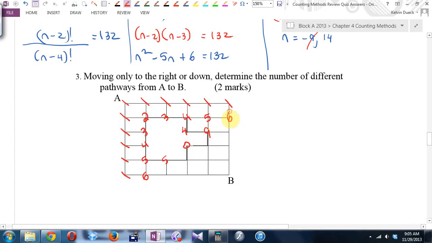9, 6, 11, 5, 9, 15, 16, 14, 24, 30, 38. So if you got that, you got 2 out of 2. Otherwise, if you did not, go track down your mistake. For each mistake you made, take off a half mark.